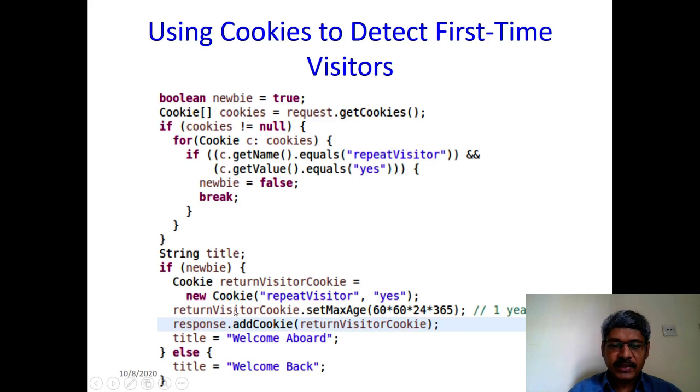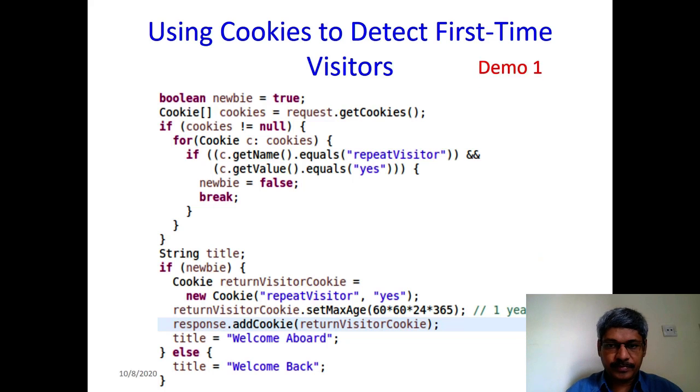And if not, then he is a newbie, so newbie is true. If he is a newbie, then all we are doing is creating a return visitor cookie: new cookie, repeat visitor, yes, and we set it for 1 year for that user, and then we add that cookie to the response. Based on that, if he is a newbie, we say welcome aboard, so we are inviting him. And if he is not a newbie, then we say welcome back. That's all. So this is how you can use cookies.